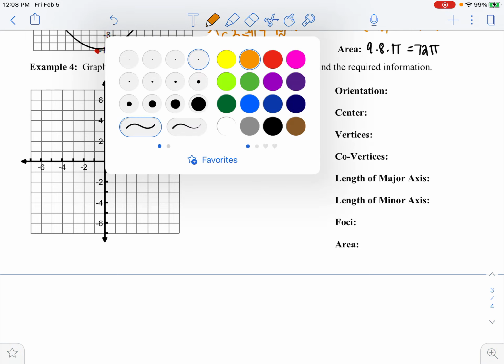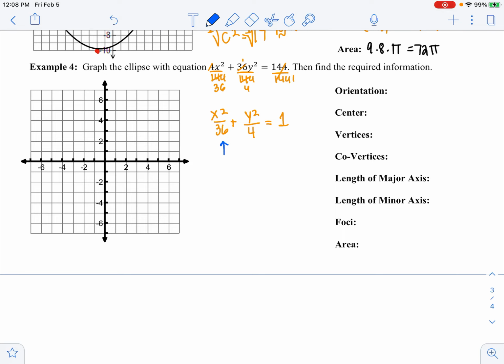So first off, the orientation. If you look at the denominators, this one's bigger. So this is a horizontal ellipse. The center (h, k) is (0, 0).